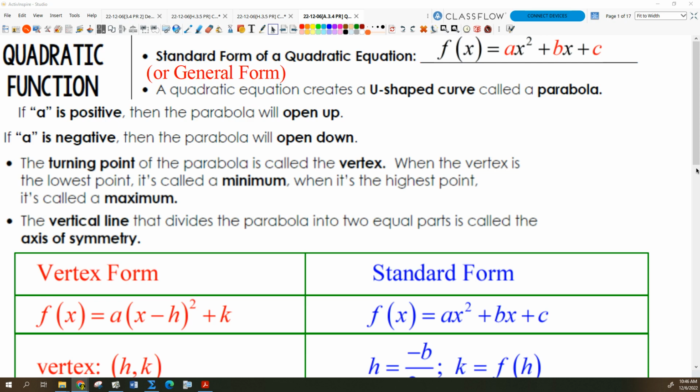Okay, so a quick review. We already know most of this stuff, right? We know the graphs of quadratics are U-shaped curves called parabolas. We know that if a is positive, then the parabola opens up and the vertex is a minimum. If a is negative, then the parabola opens down and the vertex is a maximum. We know the vertical line that splits the parabola into two equal halves is called the axis of symmetry.